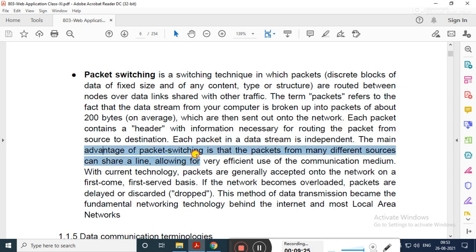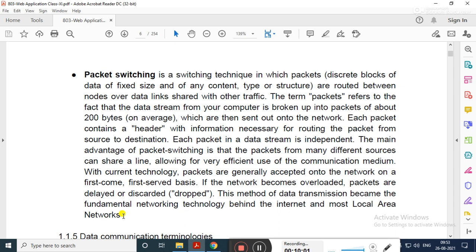The main advantage of packet switching is that packets from many different sources can share a line, allowing very efficient use of the communications medium. With current technologies, packets are generally accepted onto the network on a first come, first served basis. If the network becomes overloaded, packets are delayed or dropped. This method of data transmission became the fundamental networking technology behind the internet and most local area networks, that is LAN. In the case of LAN, the packet switching technique is mostly used to transmit data from one workstation to another, from one node to another node.